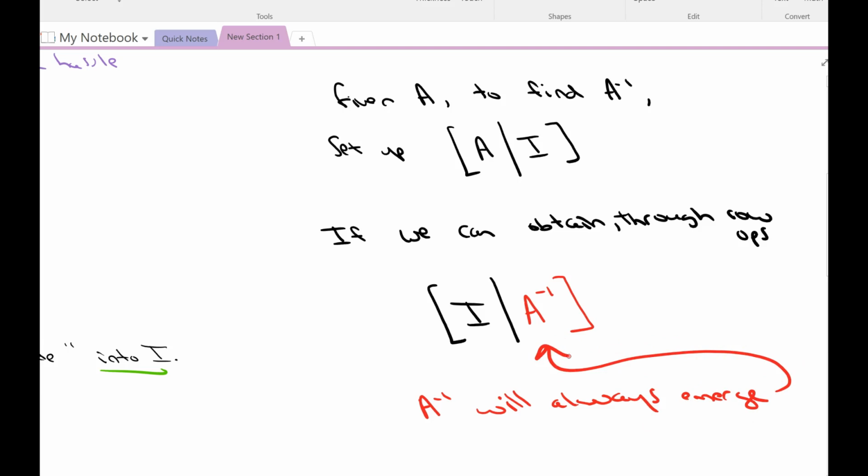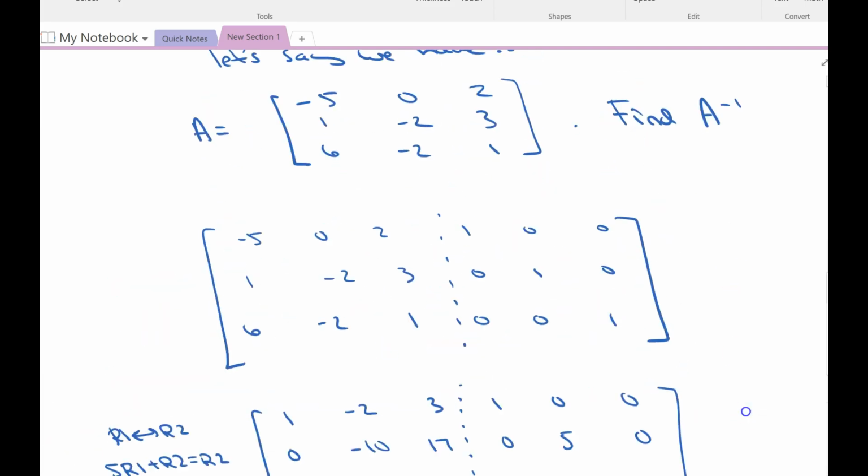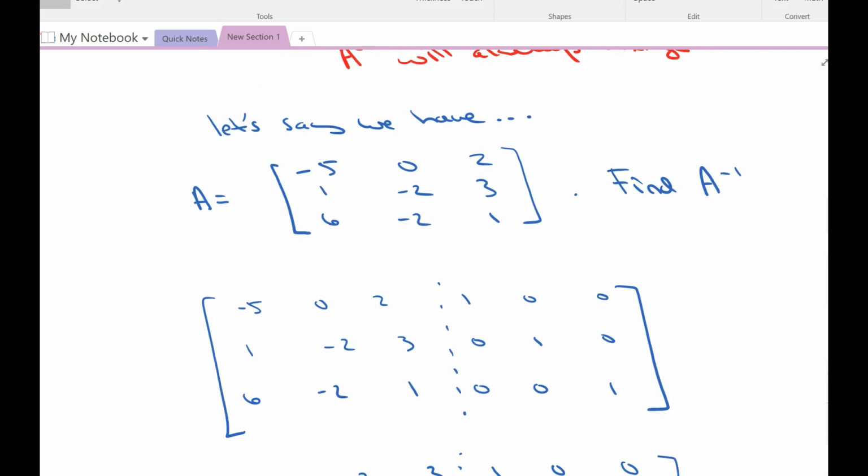All right, but now I have a question for you. Let's talk about a couple things here. Let's say we have a situation where this is the case. Say you have this matrix A right here, and I'm asking you to find the inverse of A. Here's the setup: here's matrix A, here's I, and you want to use row ops to get I on the left, and what will remain on the right is the inverse of A.